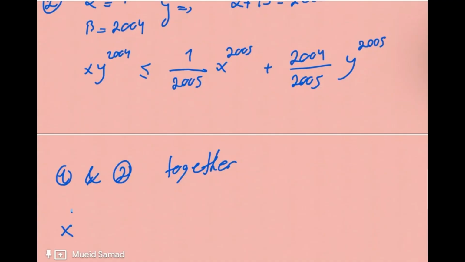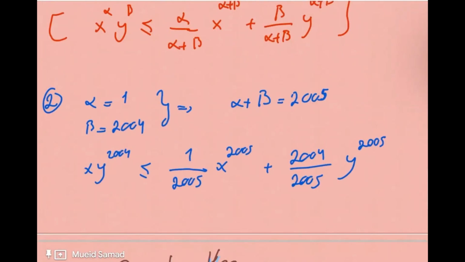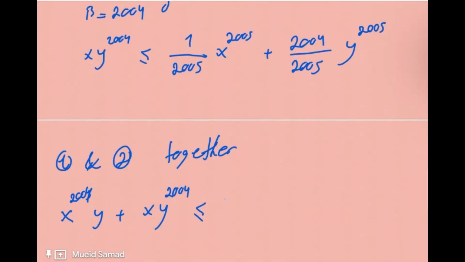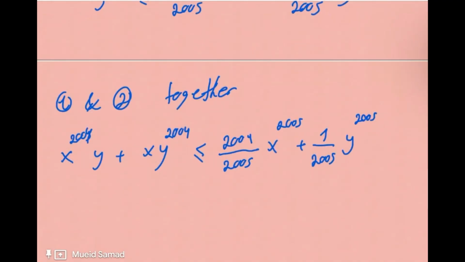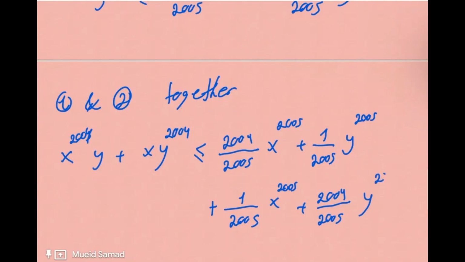Okay, now we use them together. So x to the power of 2005 y plus x y to the power of 2004. Now we do the estimation for both. What did we have for the first one? We had 2004 divided by 2005, x to the power of 2005, plus 1 divided by 2005, times y to the power of 2005. That was our first part. Now we do our second part, which is 1 divided by 2005, times x to the power of 2005, plus 2004 divided by 2005, times y to the power of 2005.